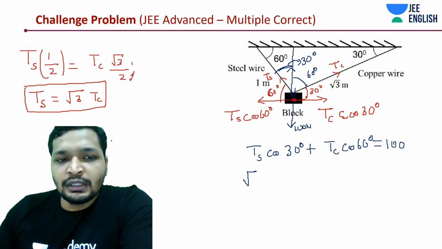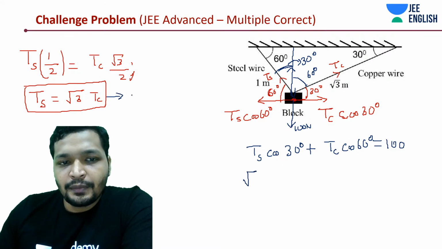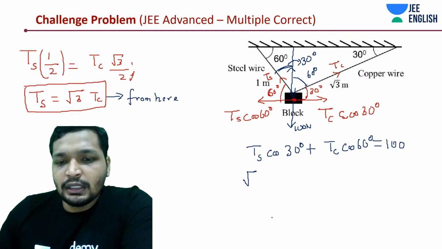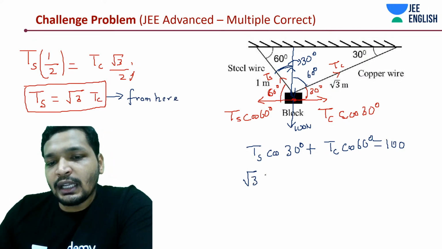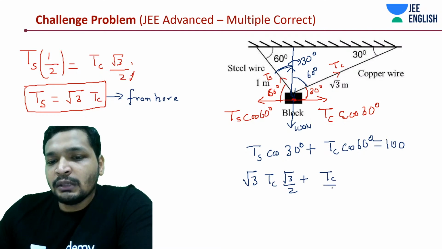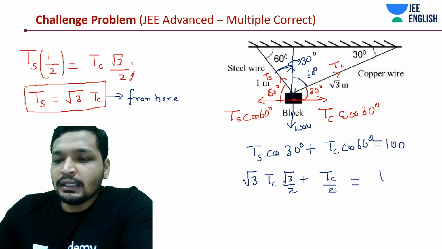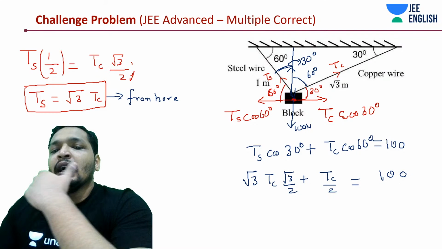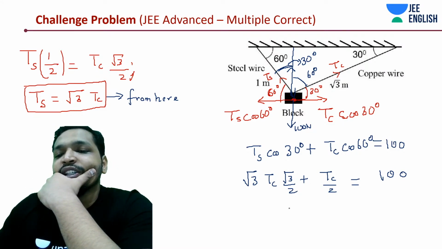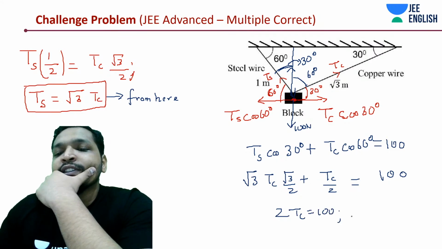If I substitute this from here, that is root 3 times TC. How much is cos 30? Root 3 by 2. And how much is cos 60? Basically 1 by 2. And this is 100. This is 3 and 2, this is going to be 2. TC is equal to 100, and that would give you TC is 50.